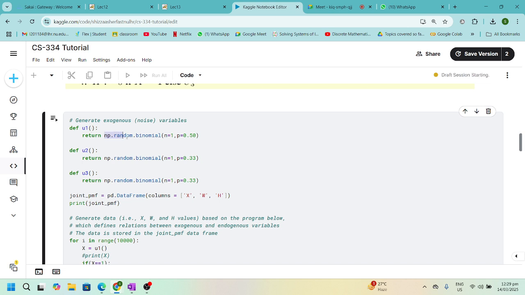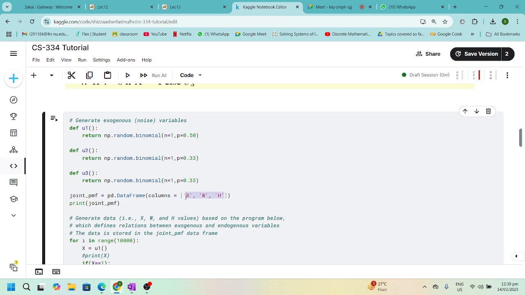U1 returns np.random.binomial. This is a function from the numpy library where you can specify n, and n is basically the value that you want to predict with a certain probability p. So essentially, this will return to me a value of 1 with the probability of 0.5. Otherwise, it will return 0. Similarly, U2 has 0.33, which is 1 by 3, because we know that the probability of 1 is 1 by 3. And then for U3 as well, you have 1 by 3.